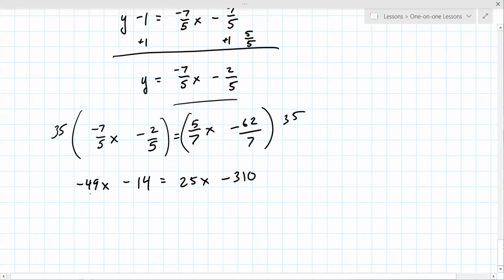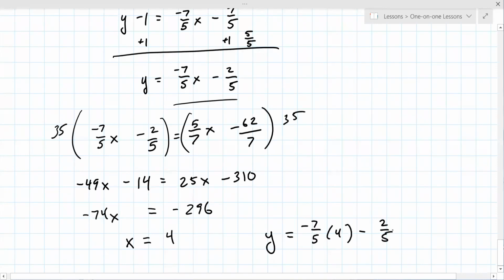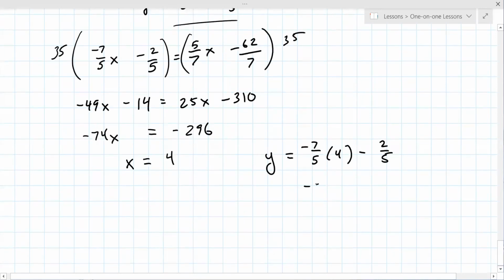I'm going to subtract 25x from both sides. That gives you minus 74x. Add 14. That equals negative 296, and x equals 4. It actually works out perfectly. All right, so we're going to take this 4 and put it back into that first one. Minus 7 over 5 times 4 minus 2 over 5. This becomes minus 28 over 5 minus 2 over 5, which is minus 30 over 5, which equals negative 6.